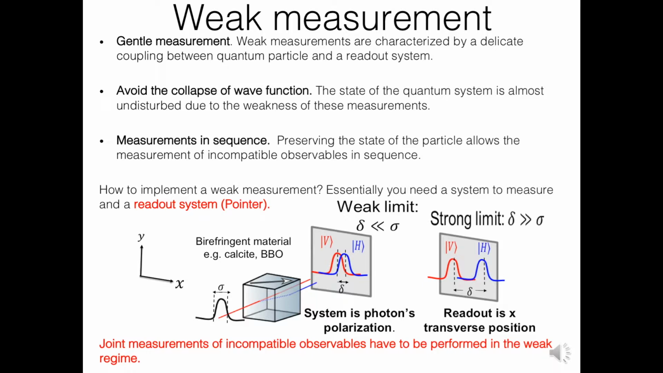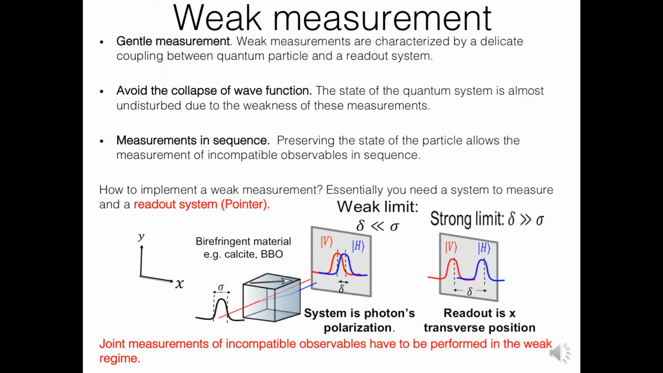The very first implementation of a weak measurement was done with photon polarization. The readout system was the profile of the photons described by some width sigma. We need a birefringent material, such as calcite or a BBO crystal. This material is going to displace one of the polarization components, let's say horizontal polarization, by an amount delta.